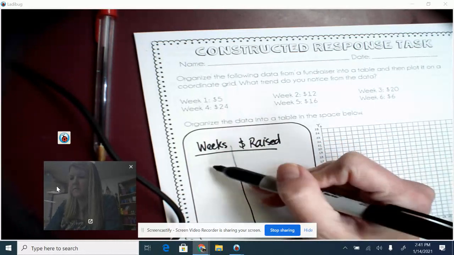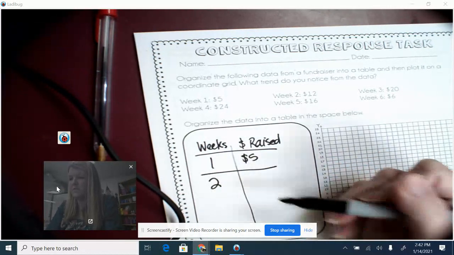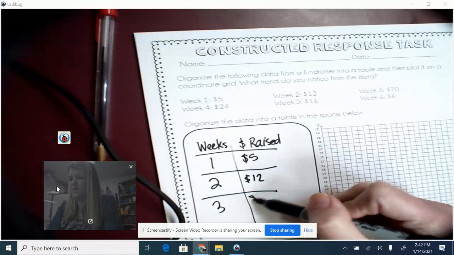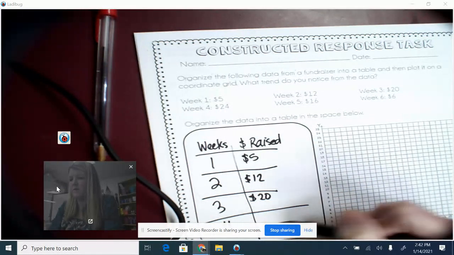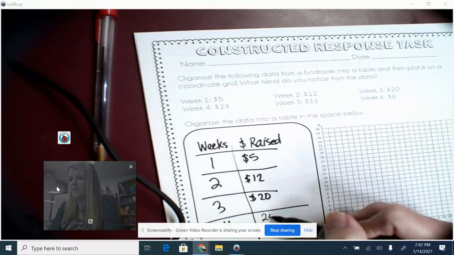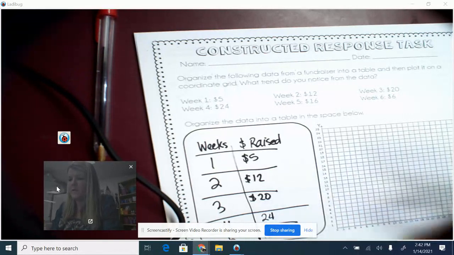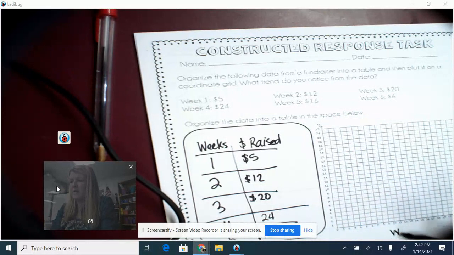So week one, they raised $5. Week two, $12. Week three, $20. And then we've got week four, $24. Week five was $16. And then week six, we've got $6. So now the weeks I'm going to use as my x, and then the money is going to be on the y-axis.